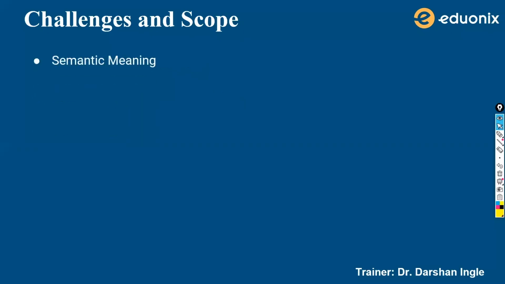Now, these are the points that we should understand. The first one is semantic meaning. Understanding a word with respect to the context is something which is very important whenever you talk of semantic meaning.